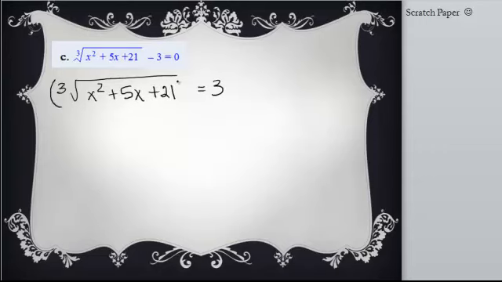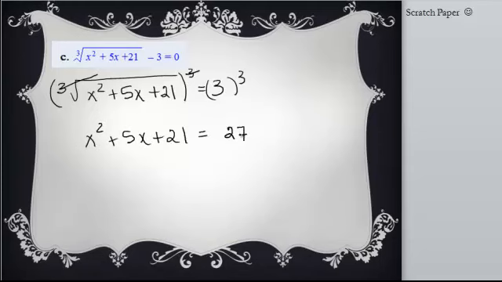Okay, get rid of the cube root. We cube both sides. A cube root and a cube are opposite operations, so they cancel each other out. And 3 cubed is 27. Now we have a quadratic equation, so we need to set it equal to 0. Let's subtract the 27 from both sides.